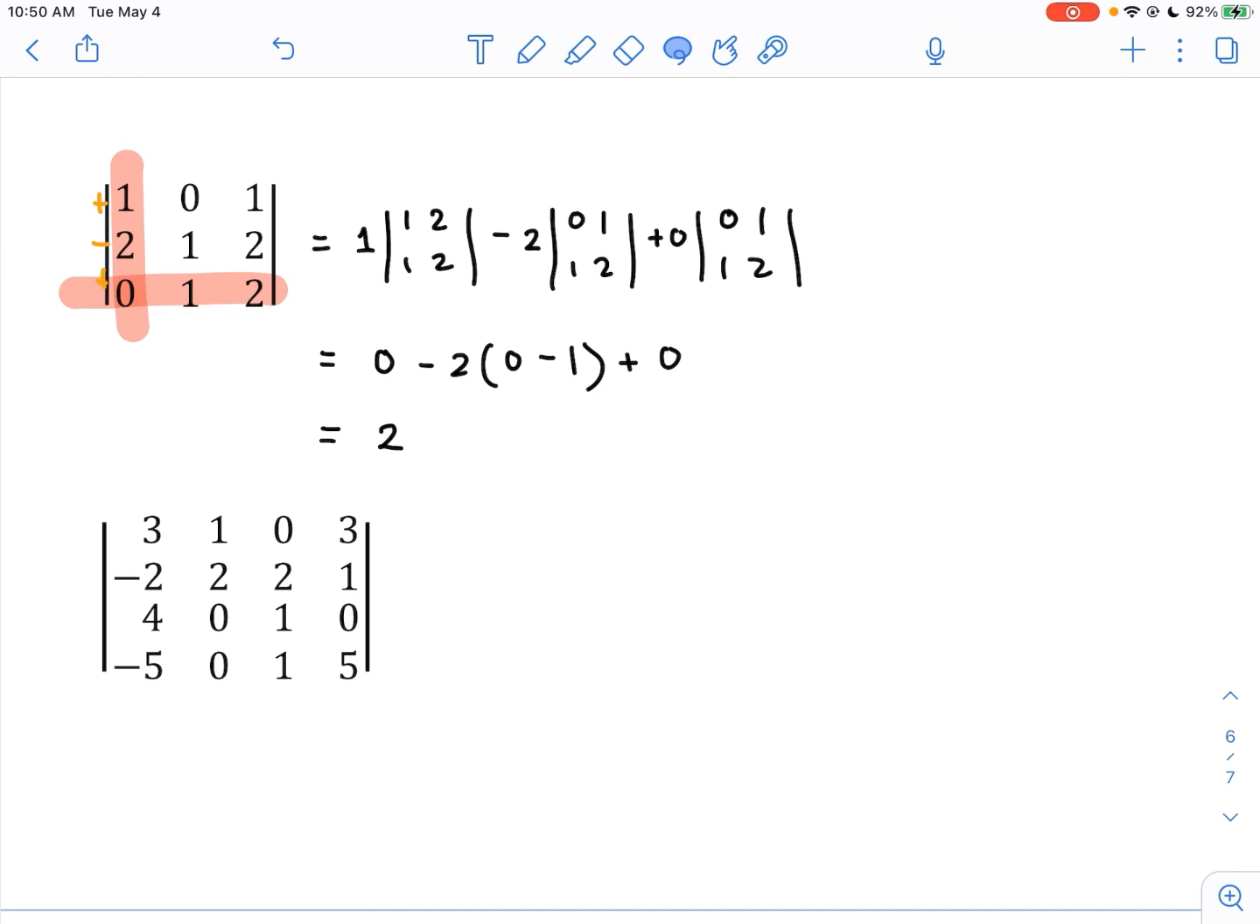Now for a 4 by 4, again, you want to do cofactor expansion. First thing you want to do is identify the row or column that has the most zeros. And I see a tie. I see a column here that has 2 zeros and a row here that has 2 zeros. So it doesn't really matter which one we do. Let's do our cofactor expansion along the second column.